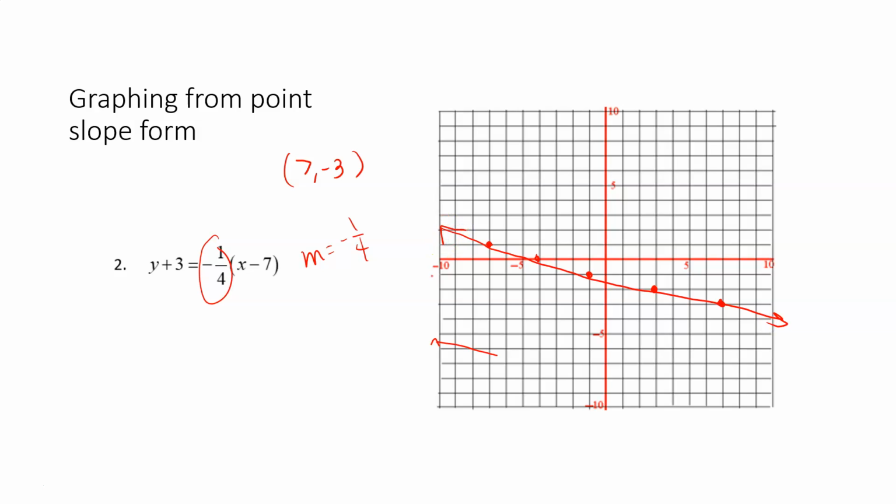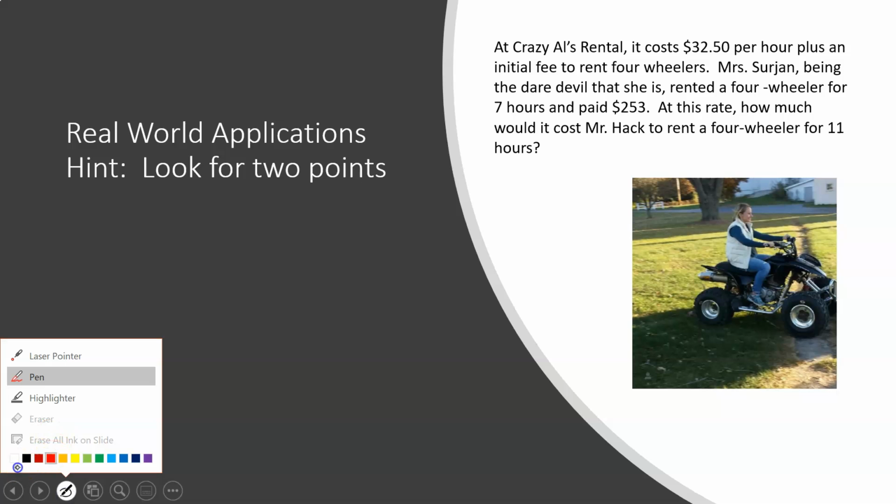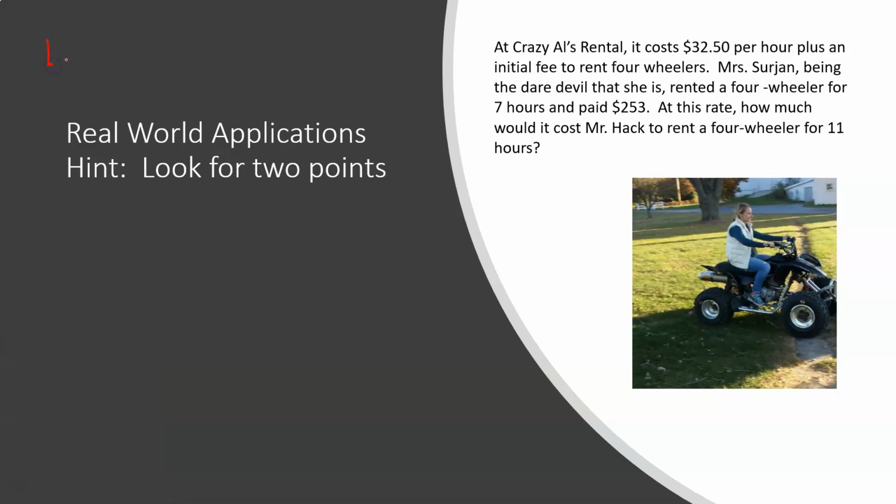Okay, let's do some word problems. The thing that you need to do with these word problems is you're always looking for 2 points. Let me get a white pen here. So you're always, that's not white.